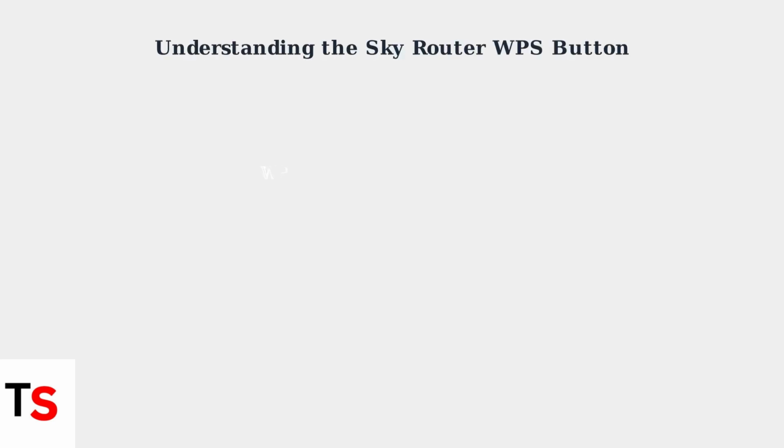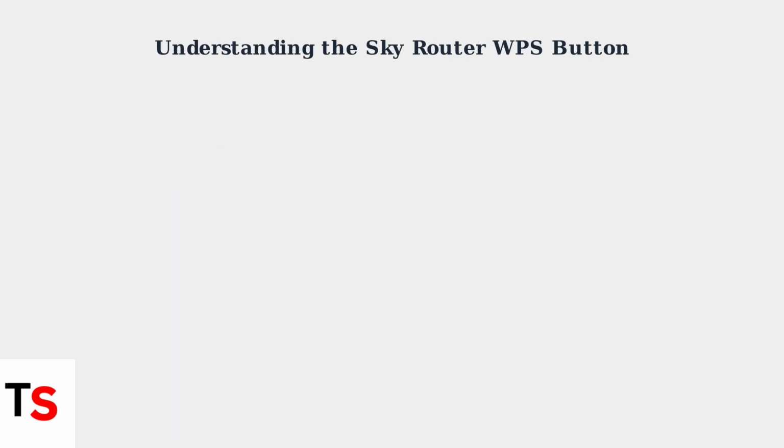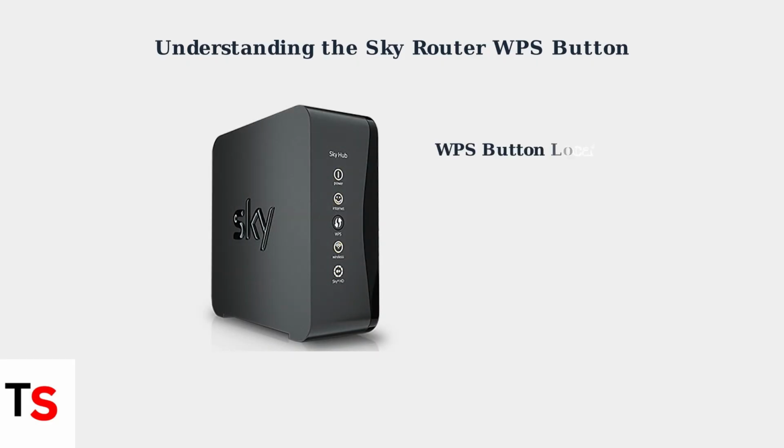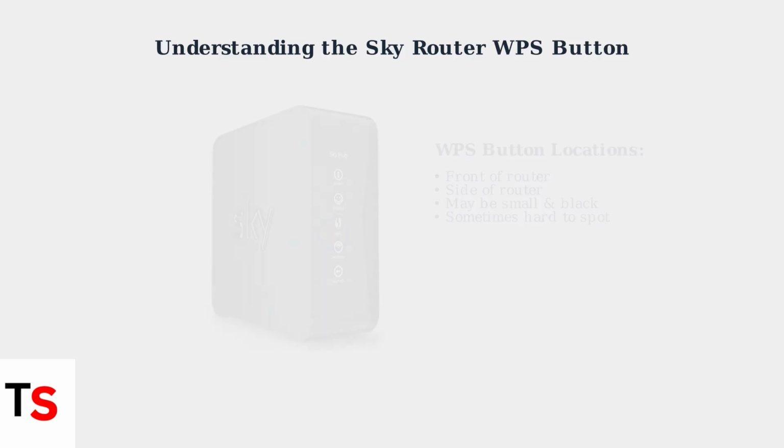The WPS button on your Sky router is designed to make connecting devices to your Wi-Fi network much simpler. WPS stands for Wi-Fi Protected Setup, and it eliminates the need to manually type in your network password. The WPS button is typically located on the front or side of your Sky router. On newer models, it might appear as a small, less noticeable black button that can be easy to miss.